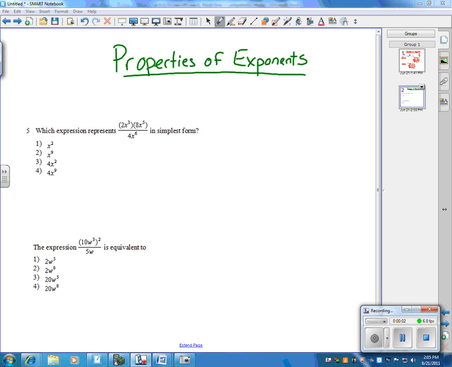We're going to be looking at properties of exponents. So I have two questions up here. The fifth one has a combination of multiplication in the top and then a division fraction bar. So we're doing multiplying and dividing for this one.